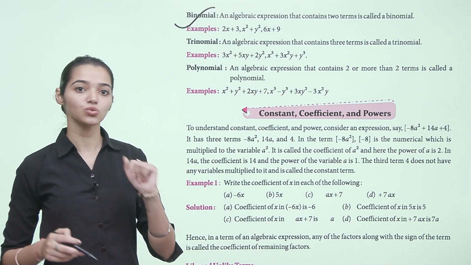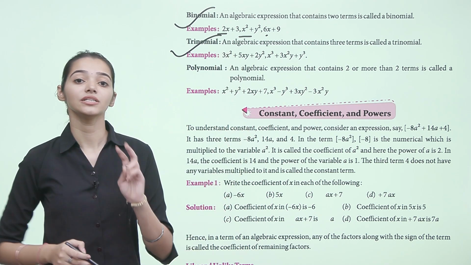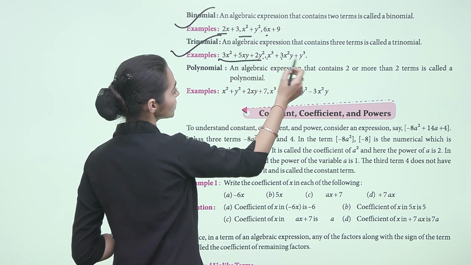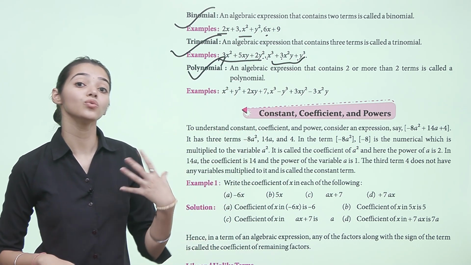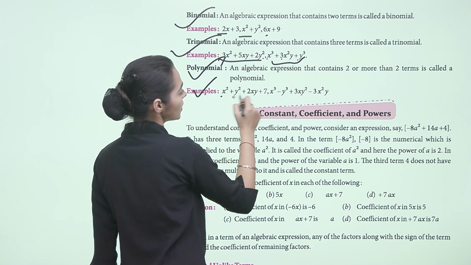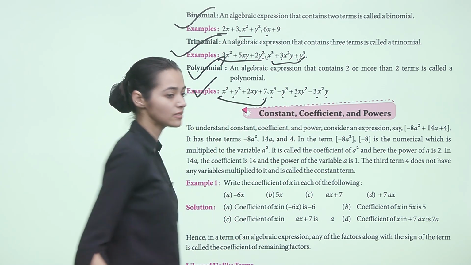Binomial contains 2 terms, that means 2x plus 3x square plus y square and so on. Trinomial contains 3 terms, that means this one contains 3 terms, 1, 2, 3. Polynomial is an algebraic expression that contains 2 or more than 2 terms. For example, 1, 2, 3, 4, it's a polynomial.